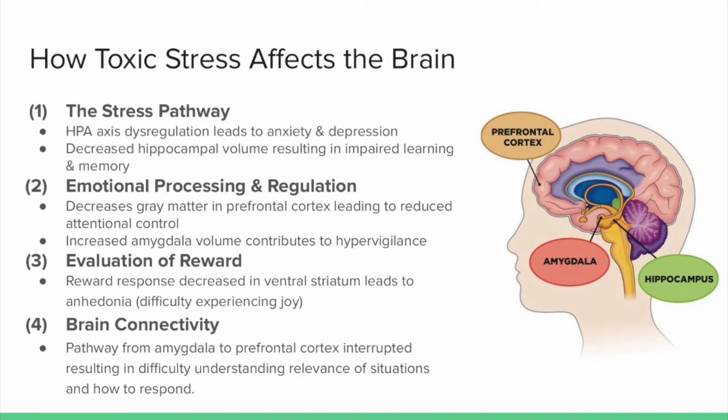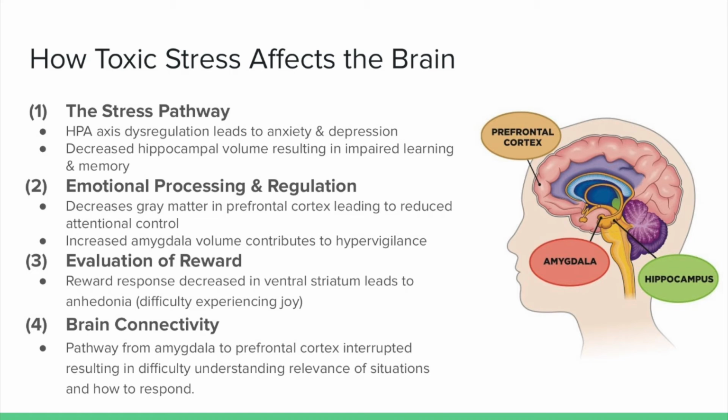Gray matter area in the prefrontal cortex decreases, inhibiting muscle control and sensory perception, resulting in reduced attentional control. The amygdala volume increases, heightening sensitivity to feelings of anger, fear, and sadness, creating an overwhelming sense of hypervigilance. Third, the evaluation of reward. The reward response in the ventral striatum is decreased, creating anhedonia, or difficulty experiencing feelings of joy.